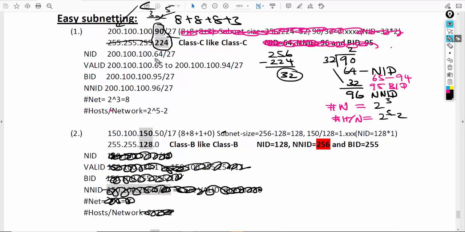So 64 is a network ID, 96 is the next network ID, 95 is the broadcast ID, 65 to 94 is the valid IP range, number of networks is 2 to the power of 3, and number of hosts per network is 2 to the power of 5 minus 2. By looking at this, you know exactly what's going on. So we'll do the next example also.